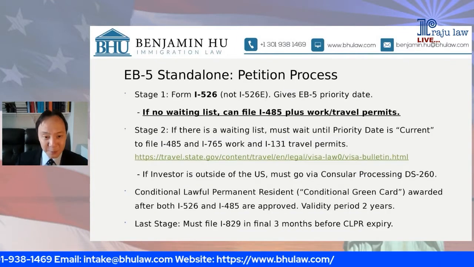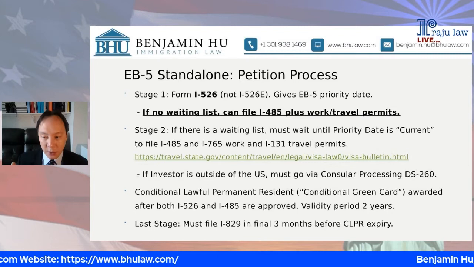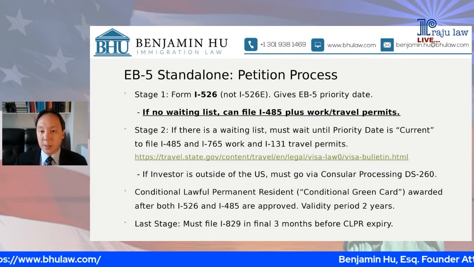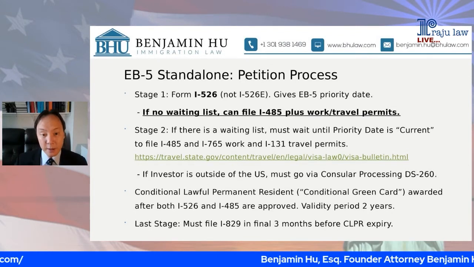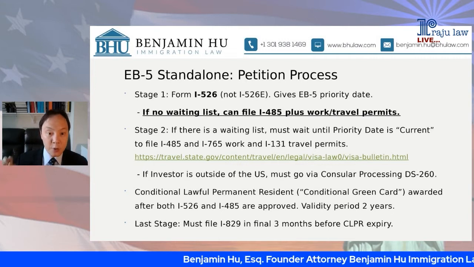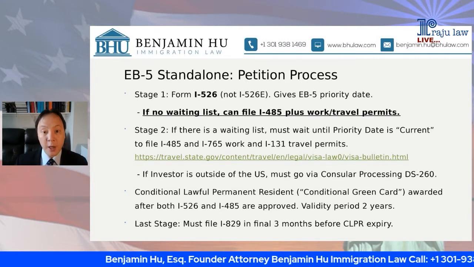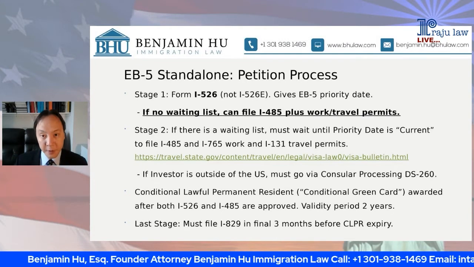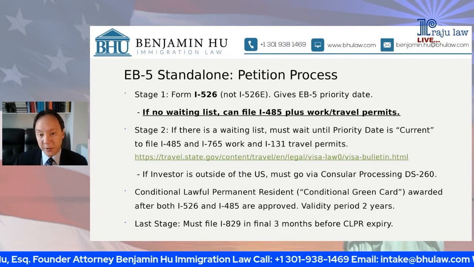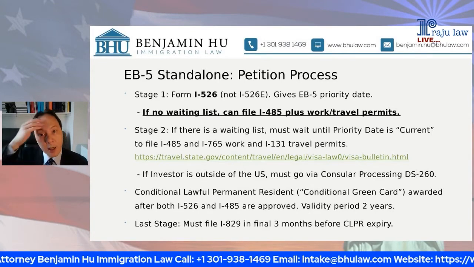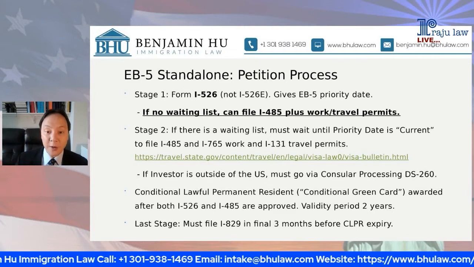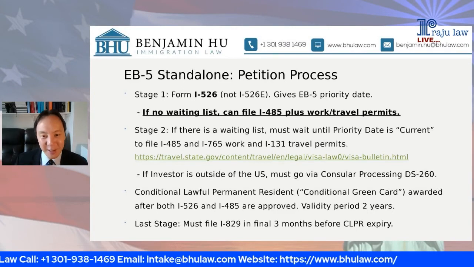Next slide, please. So the petition process, you file the form I-526, not the E. This gives you an EB5 priority date. Again, if you're in America, and if there's no waiting list for your country of birth, you can also file a 485. And the pending 485 lets you stay here without getting any further unlawful presence, but it also allows you to apply at the same time for a work permit and for a travel permit.